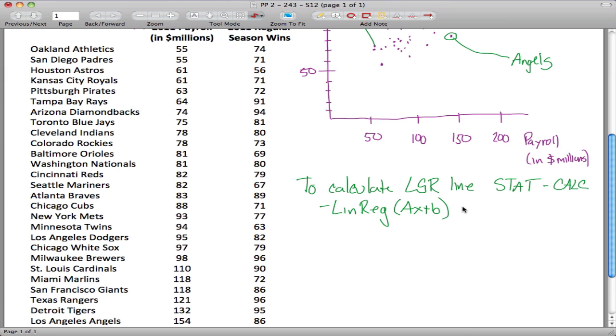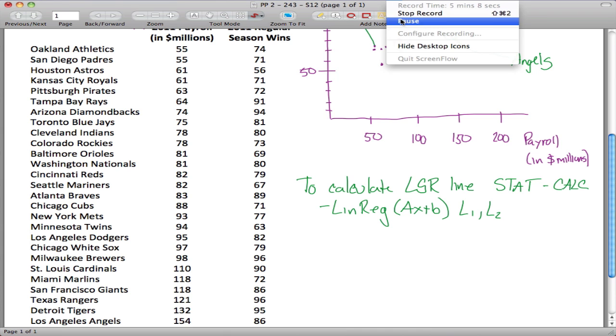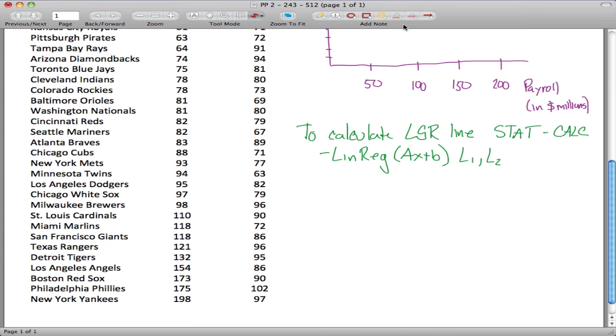And then you reference your lists. So maybe L1, L2. If we put this data in L1 and this data in L2 and we go through this, we'll get a least squared regression line out of our calculator. Okay, so if you get this into your calculator, what will come out is it tells you that A equals 0.188 approximately, and B is equal to 62.5 approximately.